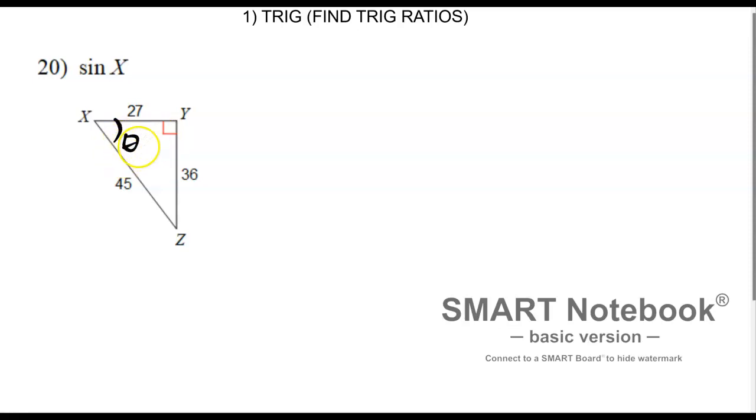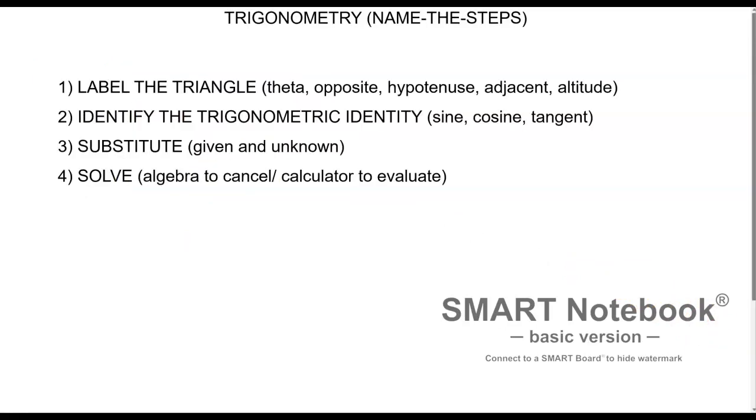Okay, so here's theta. Opposite would be over here. Okay, and again, we're working to keep this information in your heads moving forward. Okay, hypotenuse would be over here, and this would be adjacent. Okay, so there's number one. Number two, let's go ahead and take a look at number two, is identify the trigonometric identity.